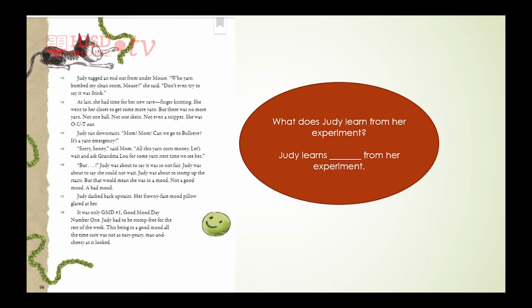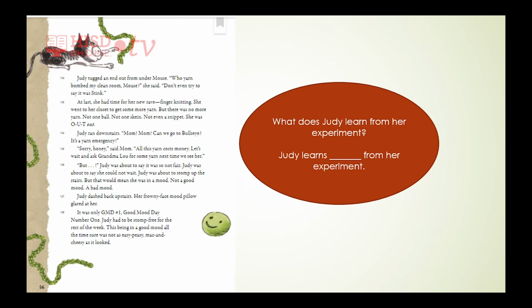Judy ran downstairs. "Mom, Mom, can we go to Bullseye? It's a yarn emergency." "Sorry, honey," said Mom. "All this yarn costs money. Let's wait and ask Grandma Lou for some yarn next time we see her." But Judy was about to say it was so not fair. Judy was about to say she could not wait. Judy was about to stomp up the stairs, but that would mean she was in a mood. Not a good mood, a bad mood.